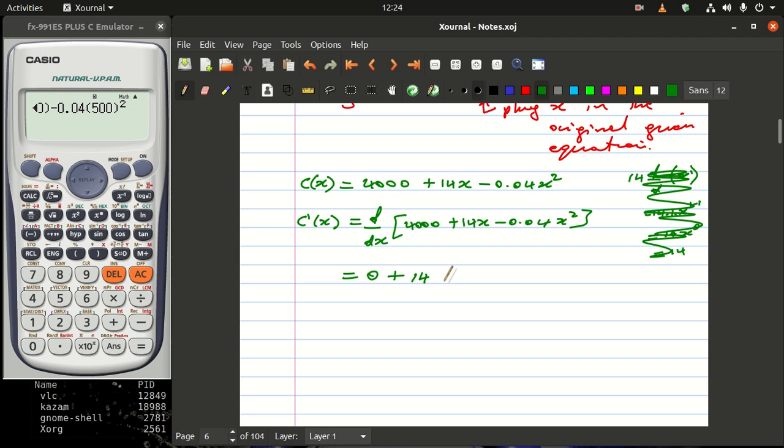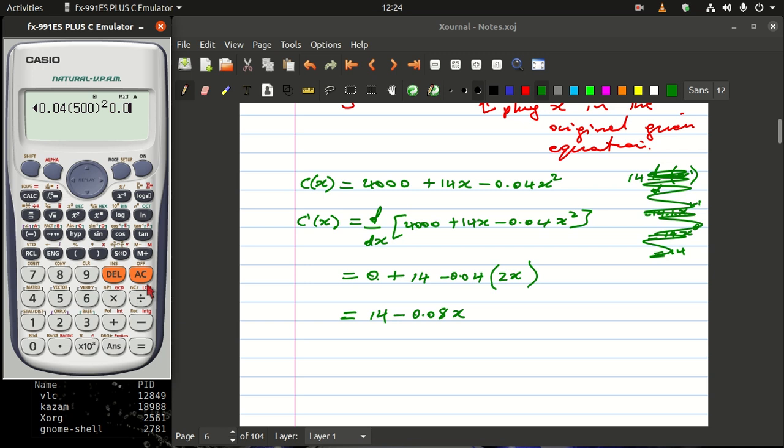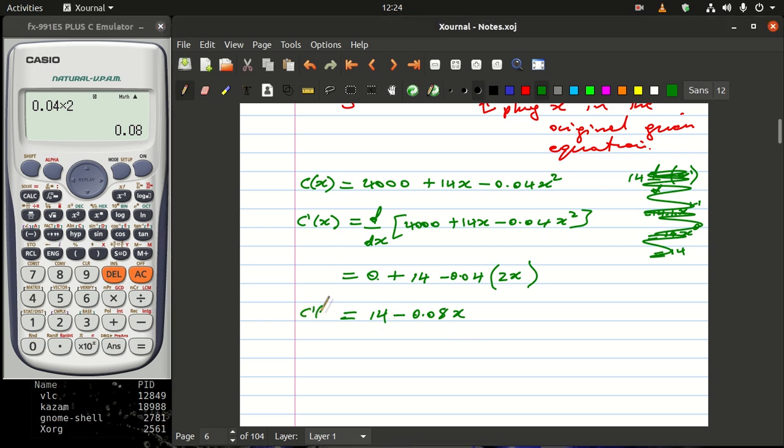And then here I'm going to pull out the 0.04 and take the derivative of x squared, which is just 2 times x, and raising the 2 by 1 we are left with x to the power 1. Then 0 plus 14 is just 14, and I end up with minus 0.04 times 2, which is simply 0.08x. So that is the first derivative.